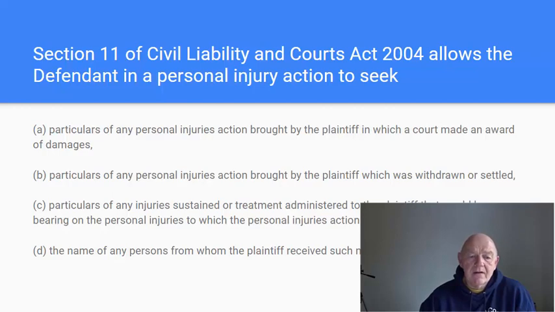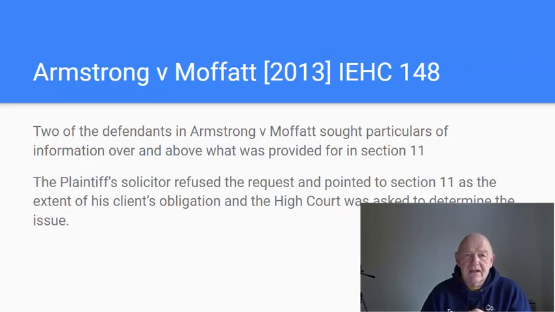There was a decision in 2013 or thereabouts, in the case Armstrong versus Moffat. It's a High Court case. Two of the defendants in this case sought particulars of information over and above what was provided for in Section 11, and the plaintiff's solicitor then refused the request and pointed to Section 11 and said this was the extent of his client's obligations, and the High Court then was asked to determine the issue.